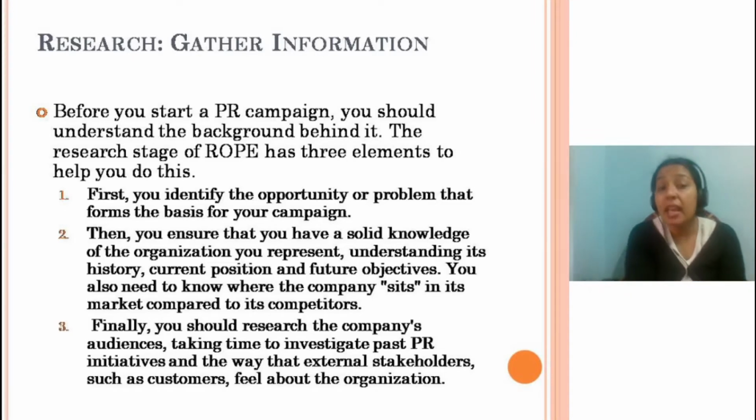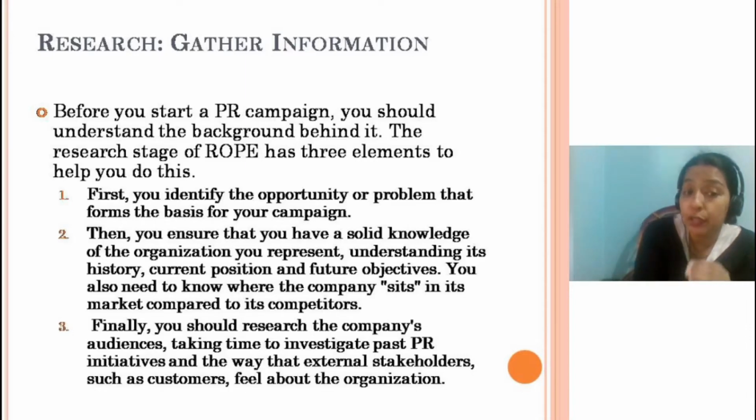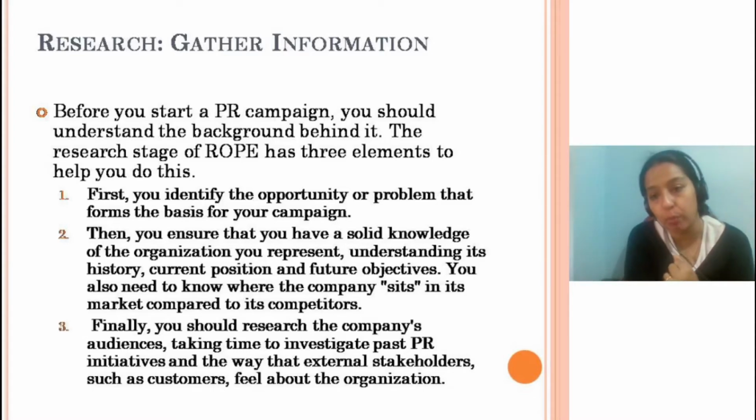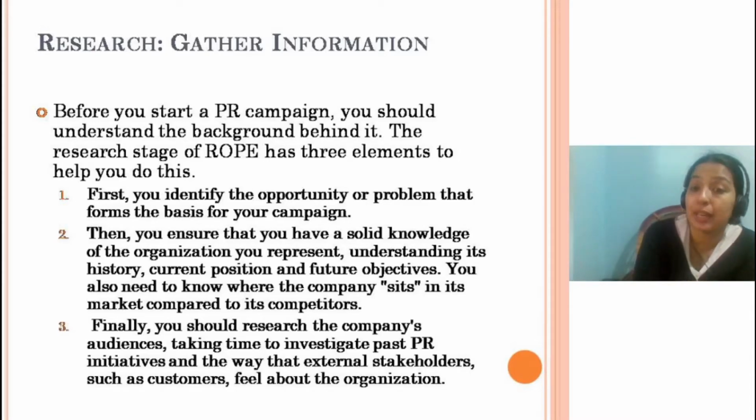Okay, and then you ensure that you have solid knowledge about the information about the organization you represent, understanding its history, current position, and the future objectives. You also need to know where the company sits in its market compared to its competitors. So that is very important, right? Where your company stands, that is very important. If you take any product, you have competitors. So where do you stand in that? That is very important.